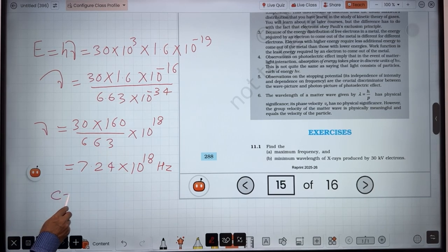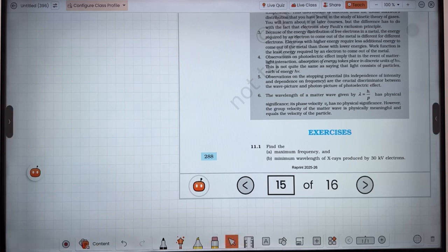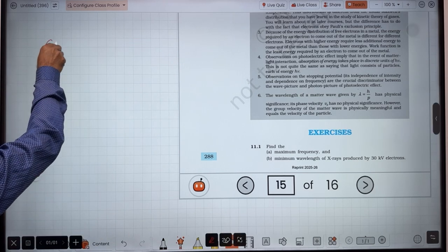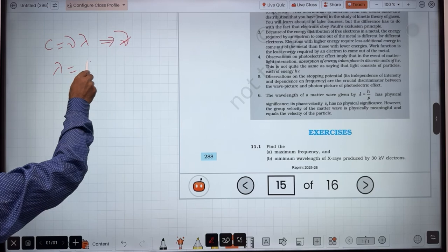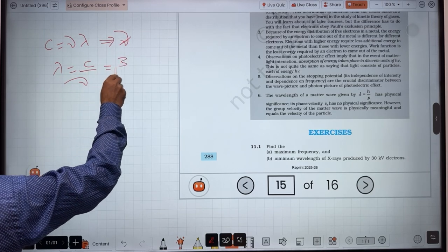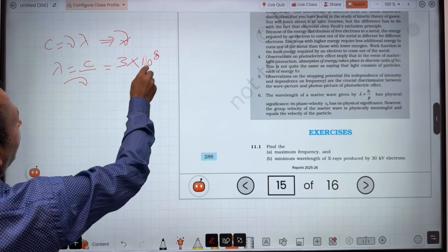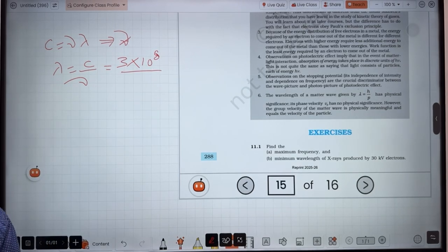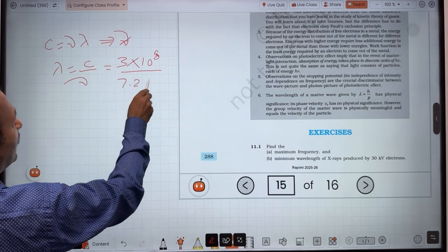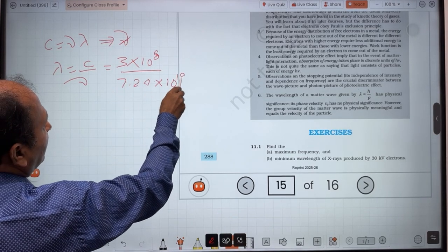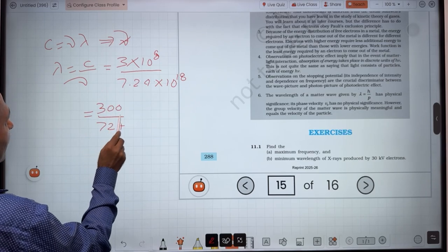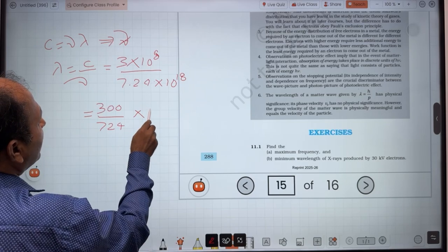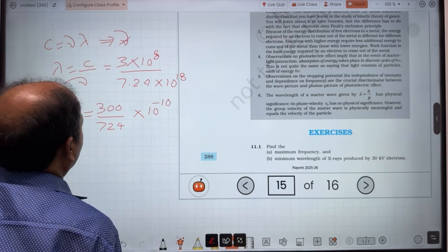Now c equal to nu lambda we can apply to get lambda. So let's put the values. c is nu times lambda, which gives lambda equal to c upon nu. So c is 3 into 10 to the power 8 divided by frequency. We have just evaluated 7.24 into 10 to the power 18. Correct? So this will become 300 divided by 724 into 10 to the power minus 10.